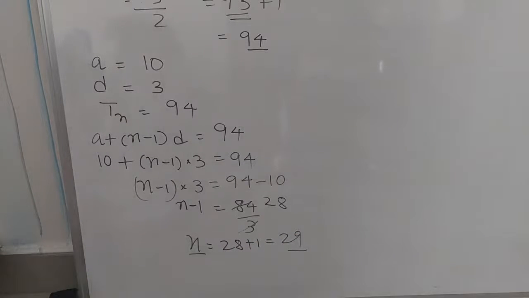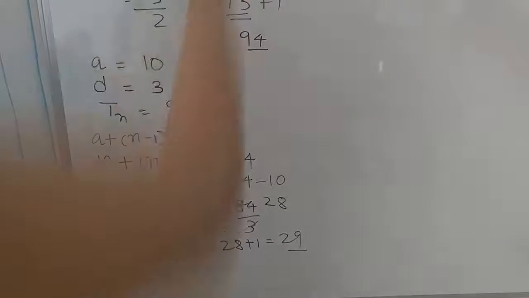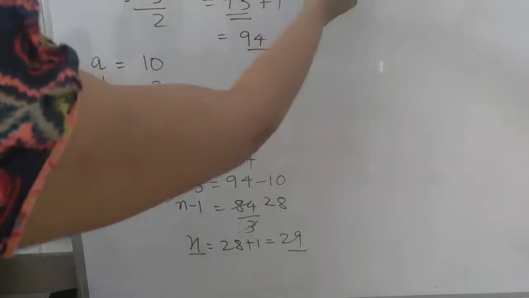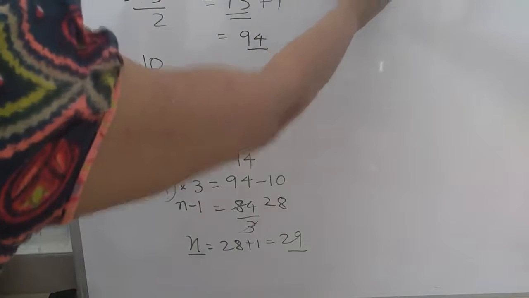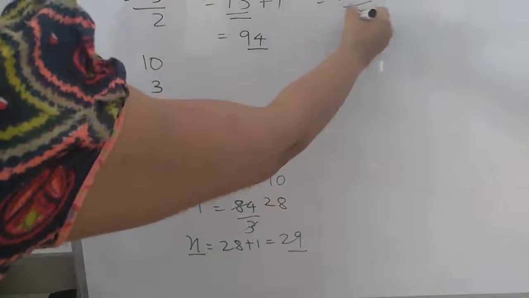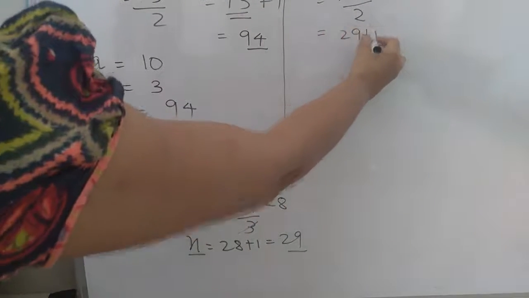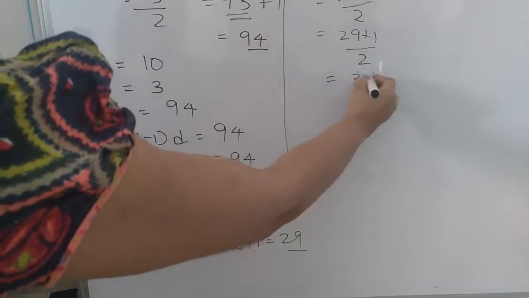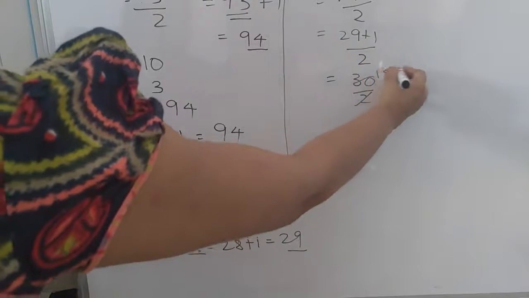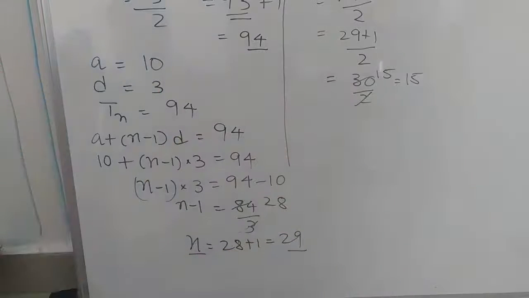So what is our n value here? We found 29. Now students, we want to find the middle term of this sequence. For the middle term, the formula is n plus 1 by 2. So 29 plus 1 by 2, 30 by 2, that will be the 15th term. They asked which term is the middle term, and here we found the 15th term is the middle term.